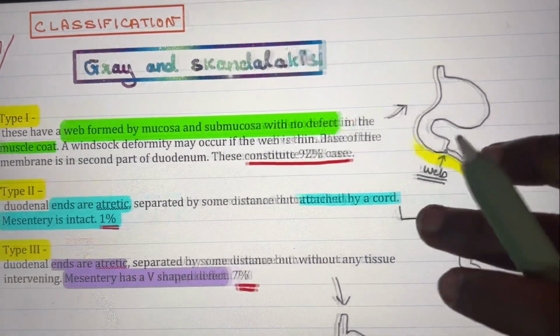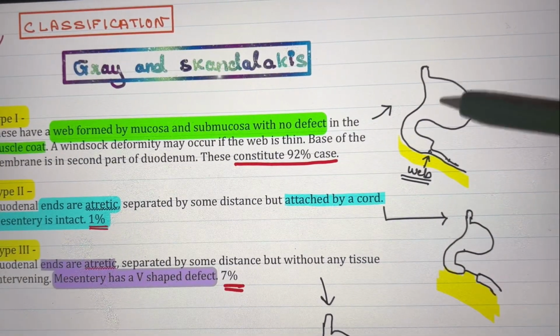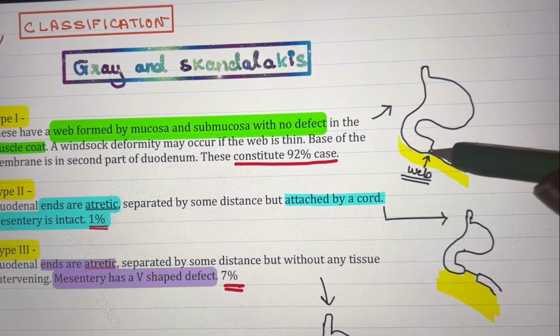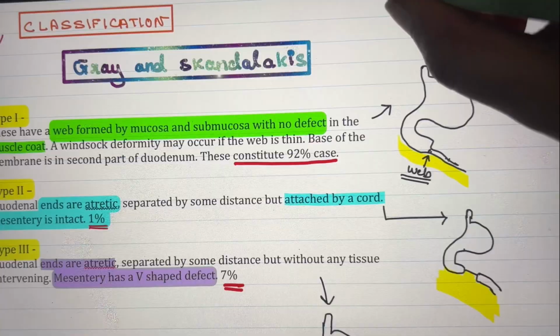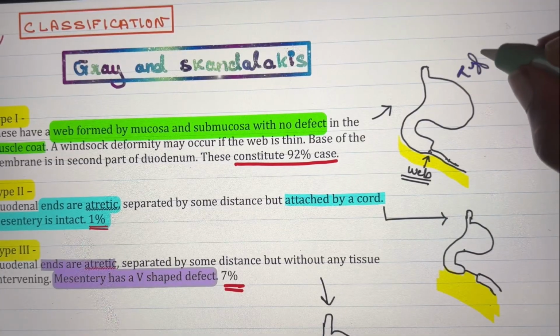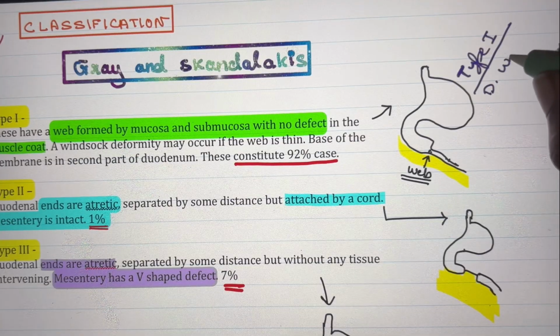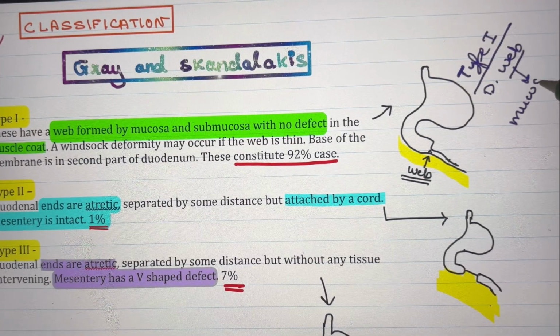First, this is the stomach and this is the duodenum. After the duodenum, there is a web present, and the web is present in type 1. In type 1, we have a duodenal web, and this web is made up of mucosa and submucosa.